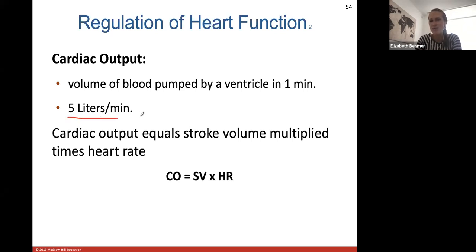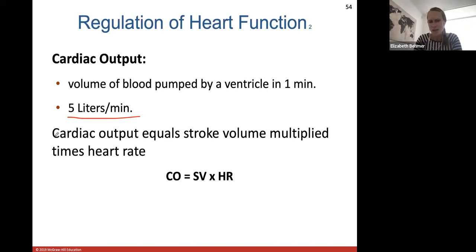An average is about 5 liters per minute. When you think about that, 5 liters per minute is a lot of blood that your heart is pumping out. An organ the size of your fist is pumping blood out at about 5 liters a minute. That's like, again, the size of a liter of soda pop, and 5 of those in 1 minute. That's a lot of blood that an organ the size of your fist is pumping out.